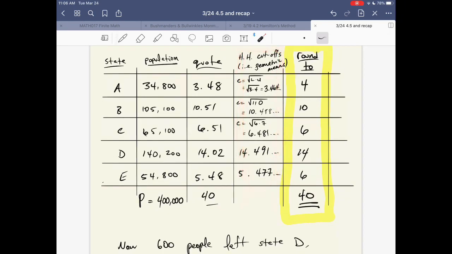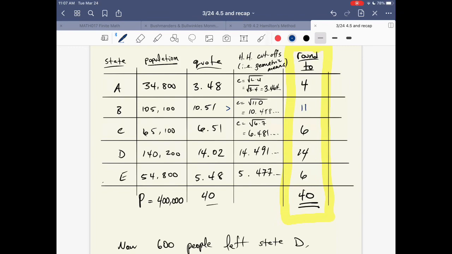And our Huntington-Hill cutoffs are not going to change either, because remember, those just came from taking the square root of the lower quota times the upper quota. So the only thing that's going to change here is what we round to. Well, A didn't change, so we'll still round to 4. But now 10.51 is bigger than 10.488. And so now we're going to round 10 up to 11.